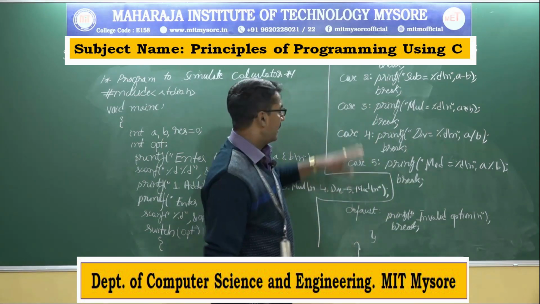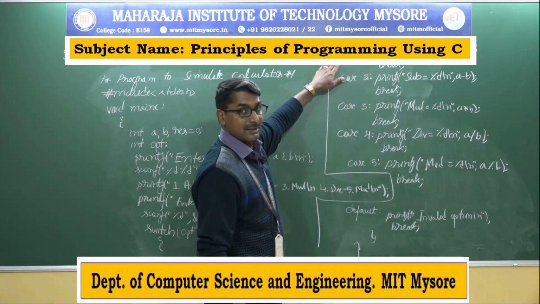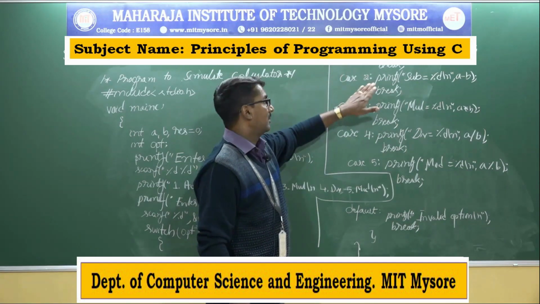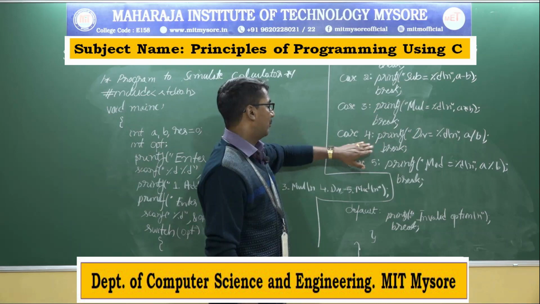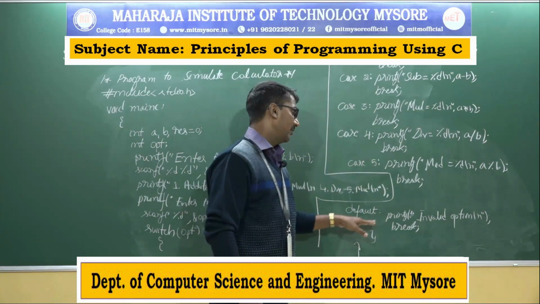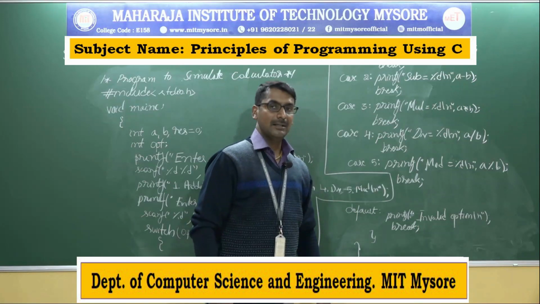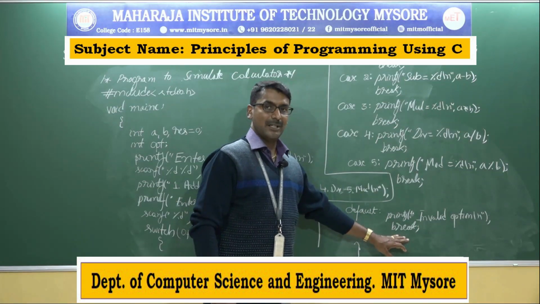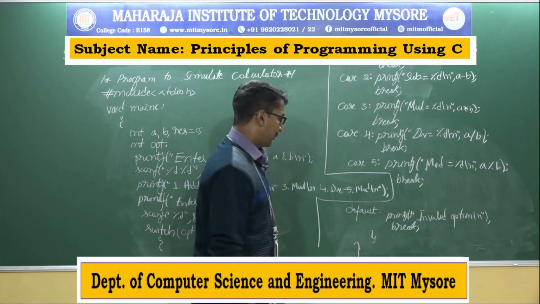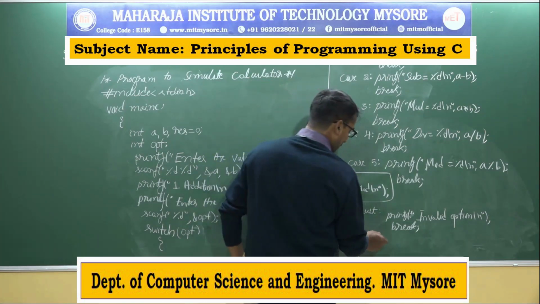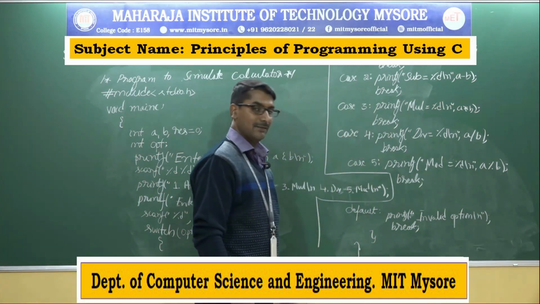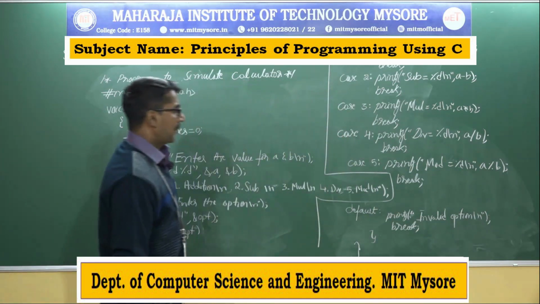if the expression is evaluated and 1 is not matched, 2 is not matched, 3 is not matched, 4 is not matched, 5 is not matched, then it moves to the default statement, displaying invalid option, and break statement. It will terminate the switch statement, then it will terminate the program. So this bracket is for closing the switch statement and this bracket is for closing the program.